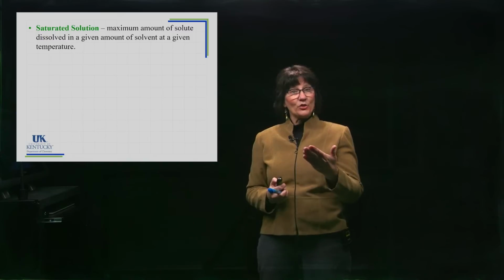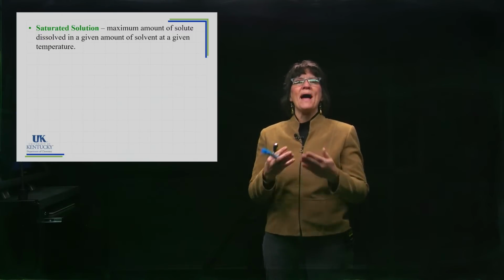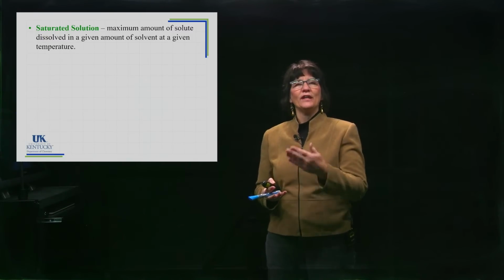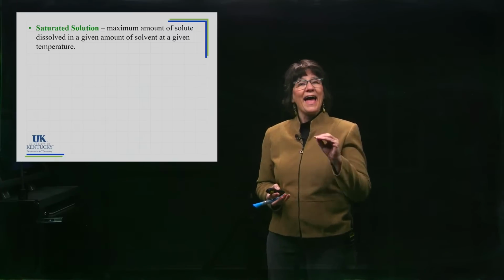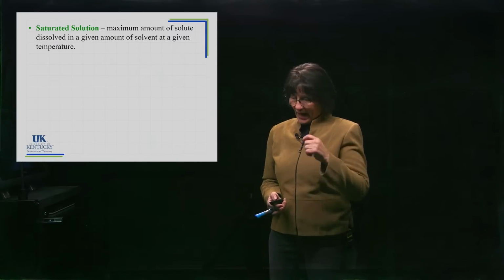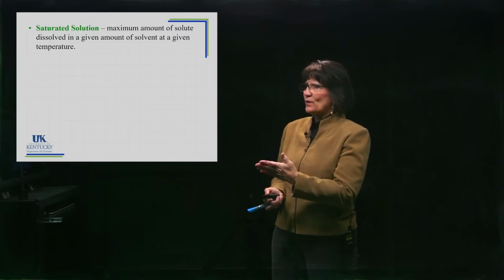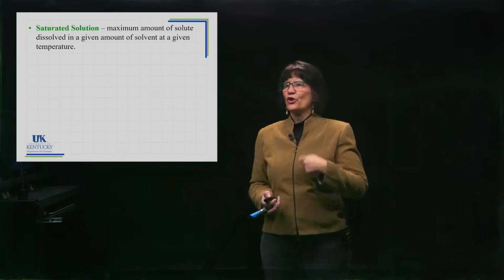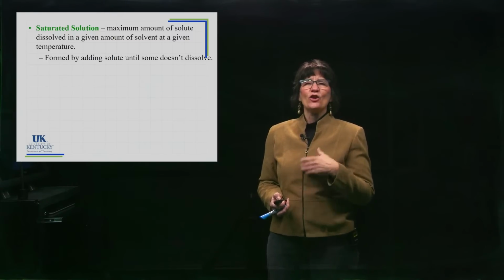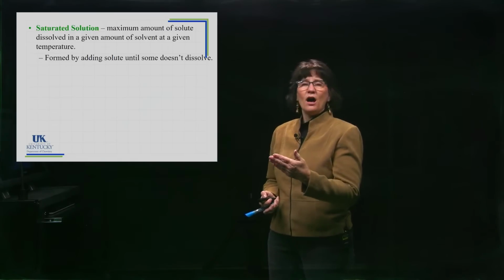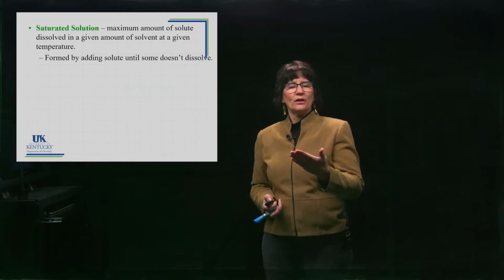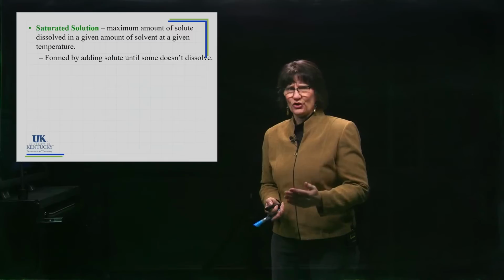No additional amount of potassium chloride can dissolve, and that's when you will have achieved this dynamic equilibrium. So a saturated solution is when you have the maximum amount of solute dissolved in that solvent at that temperature. You know you've got a saturated solution because you added it and stirred, added it and stirred, and you're not seeing any more of that solute dissolving in solution.